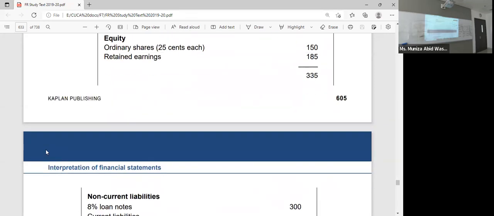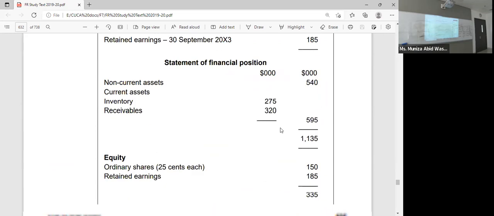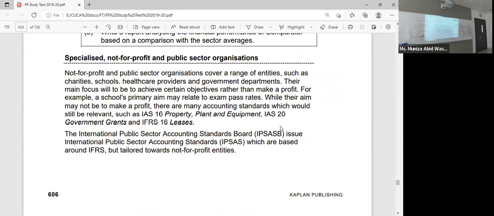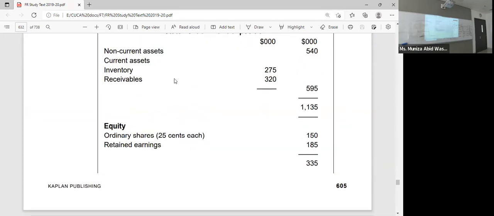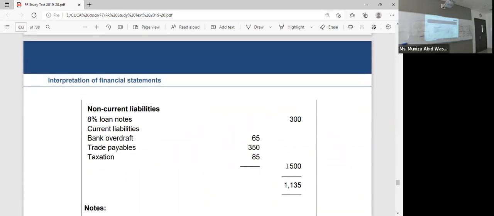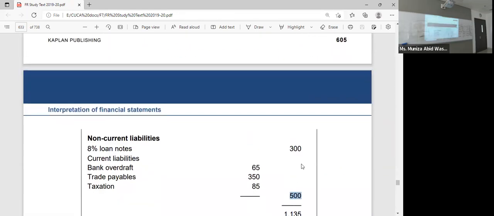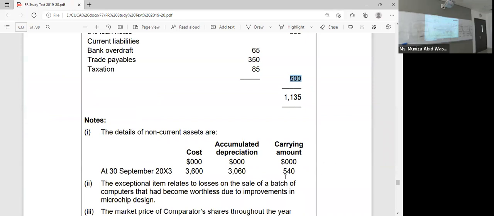Now, students, the next ratio which we had calculated is current ratio. Current ratio is current assets over current liabilities. So what are current assets? Current assets, as you can see, 595. 595 are current assets divided by current liabilities. Current liabilities are 500. So 595 divided by 500.